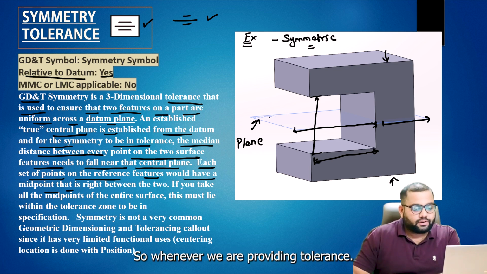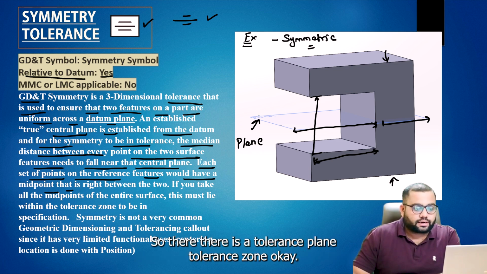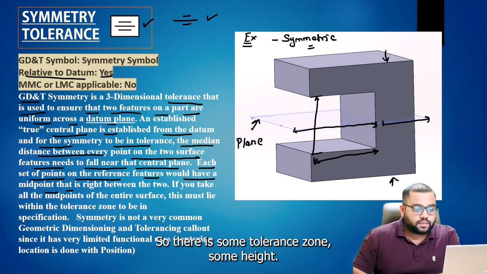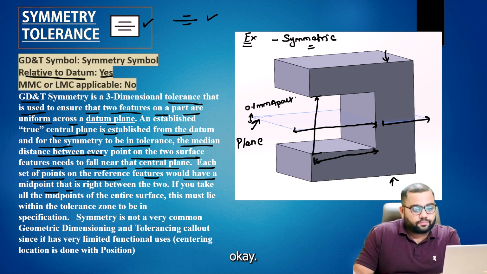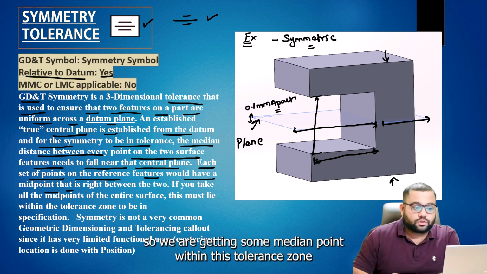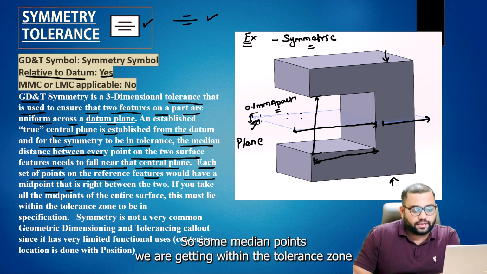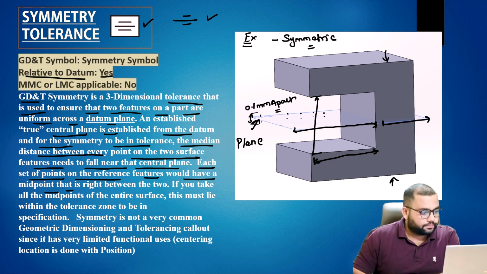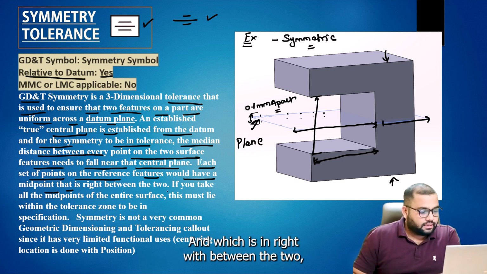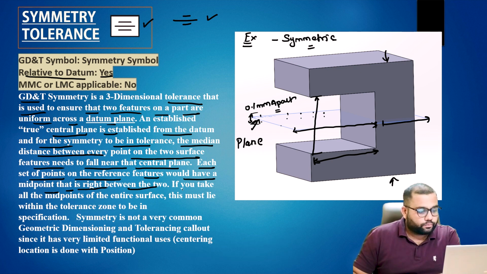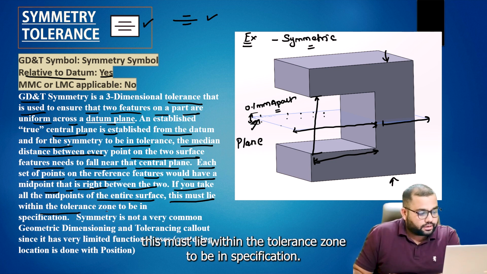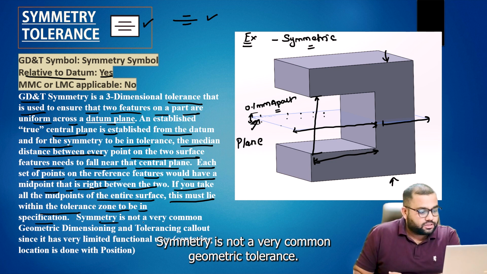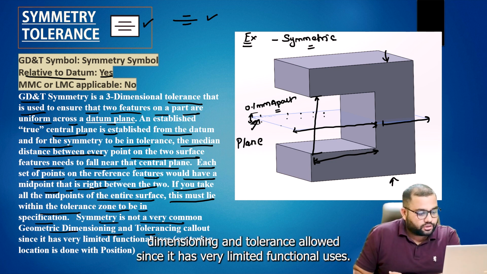Whenever we provide a tolerance, there is a tolerance zone, some height, maybe it can be 0.1 mm apart. Whenever we check different points, we get some median points within this tolerance zone, which lie between the two. If you take all the midpoints of the entire surface, they must lie within the tolerance zone to be in specification. Symmetry is not a very common geometric tolerance call out.